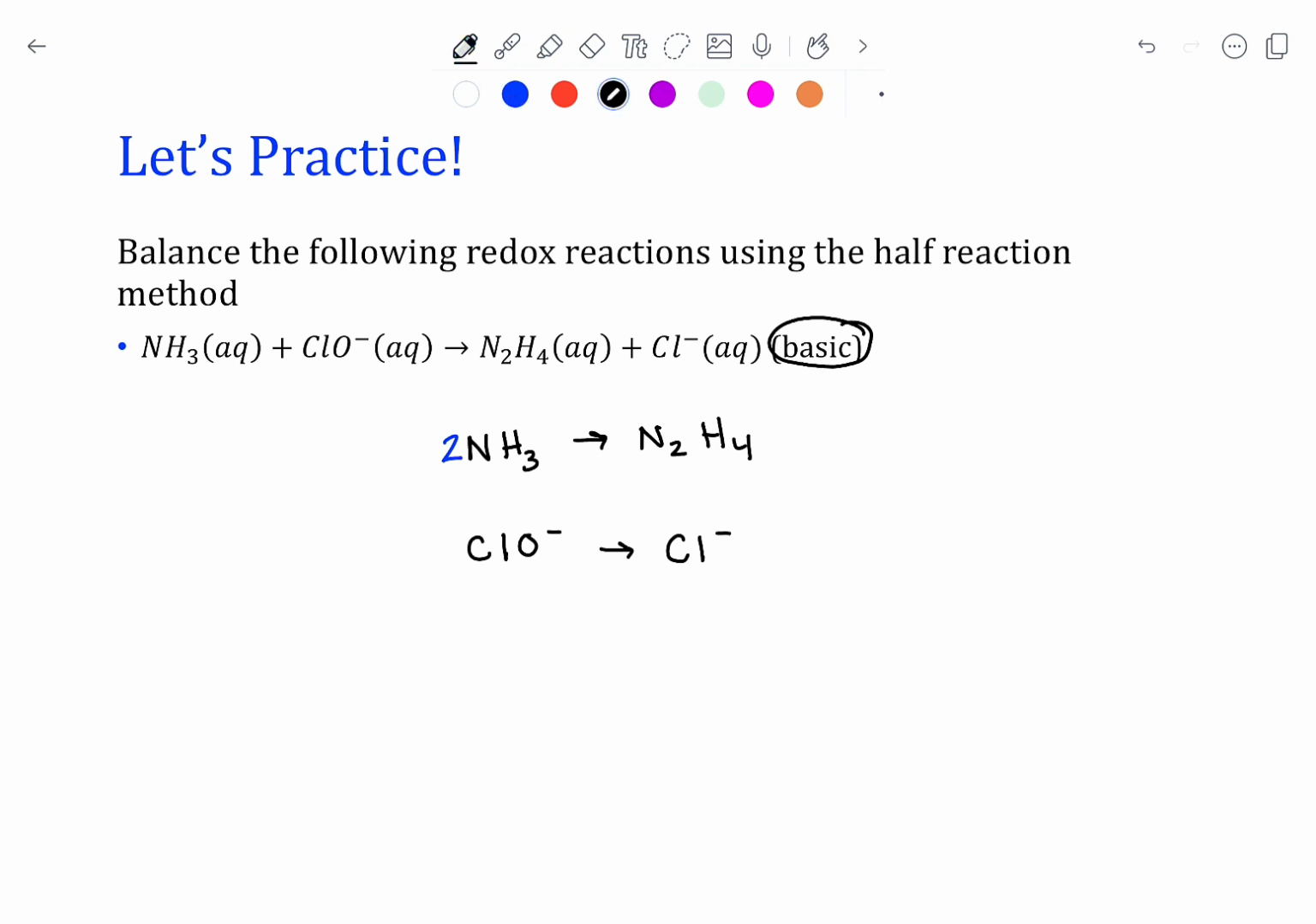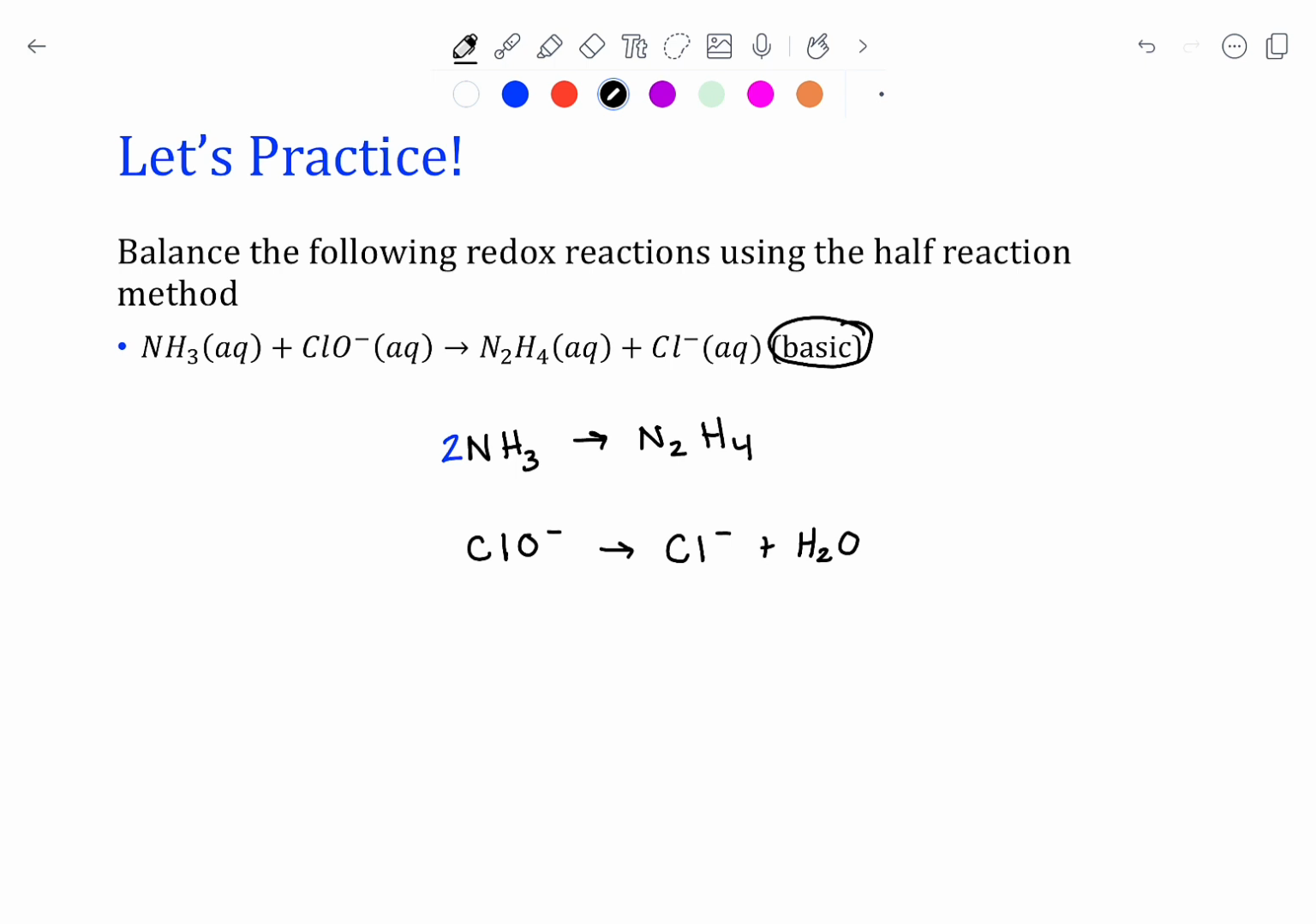So now we can move on to our next step of balancing for oxygen using water. In our first equation, we have no oxygen, so we don't need to add any waters. In our second equation, we have 1 oxygen on our reactant side and none on our product, so we need to add H2O onto our product side.